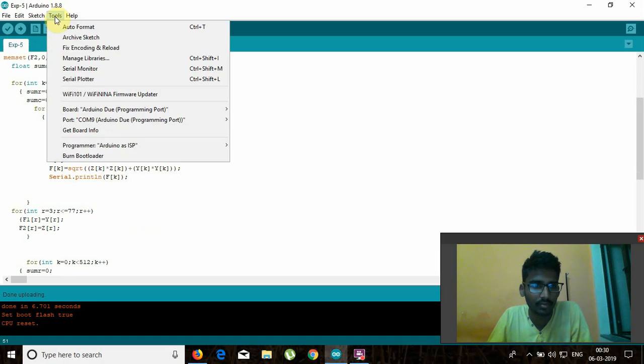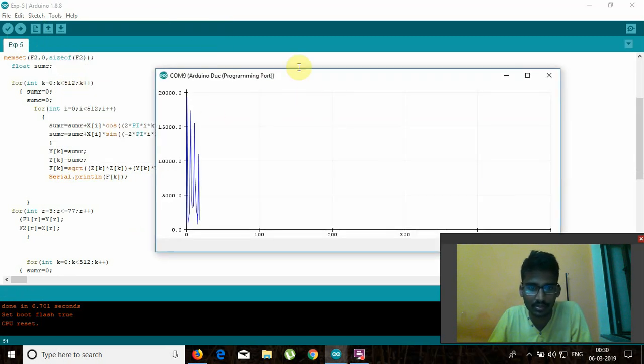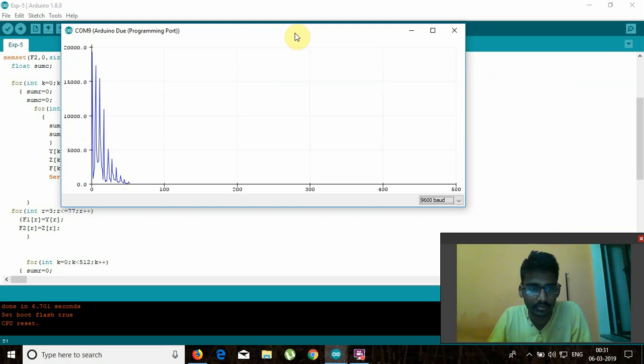And now we can see the output. This is the output. We can say that the output of DFT is higher at both the ends, at the initial values of the samples and the final values of the samples. For the middle values, the output is very negligible. Here the output increases again.